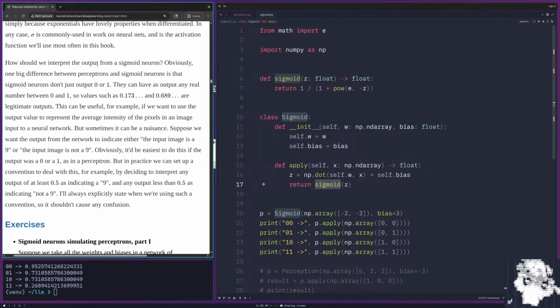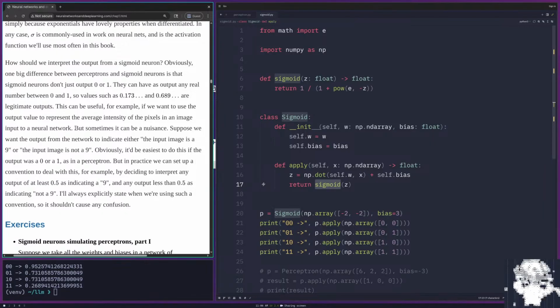How should we interpret the output from a sigmoid function? Obviously, one big difference between perceptrons and sigmoid neurons is that sigmoid neurons don't just output 0 or 1, they can have as output any real number between 0 and 1. So values such as 0.173 and 0.689 are legitimate outputs. This can be useful, for example, if we want to use the output value to represent the average intensity of the pixels in an image input to a neural network.